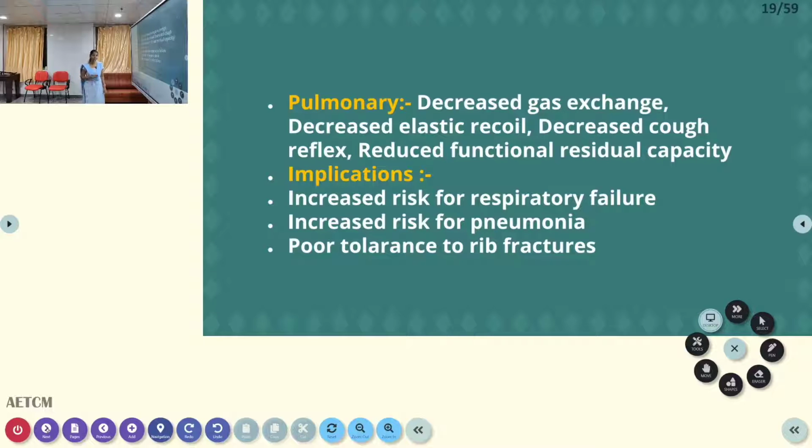In the pulmonary system there will be decreased gaseous exchange, decreased elastic recoil, decreased cough reflex, and reduced functional residual capacity. Due to these factors there will be increased risk of respiratory failure, increased risk of pneumonia, and poor tolerance to rib fractures. In geriatric patients the ribs are brittle, so there are high chances of fractures, and there is also poor tolerance to rib fractures.